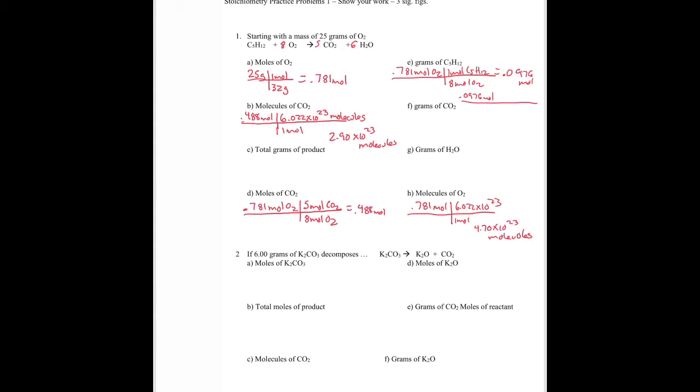And then if I take the moles and convert it to mass, I'm going to take my number of moles and multiply it by the molar mass of C5H12, which is 72.146. And I'm going to put my answer above it as 7.04 grams of C5H12.